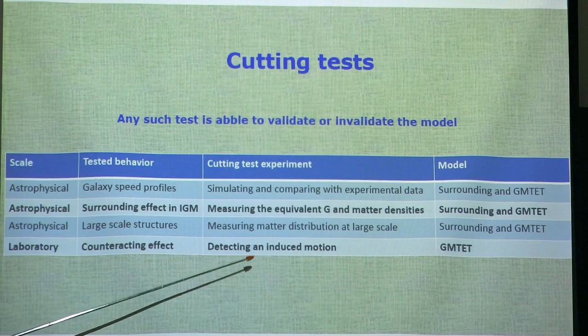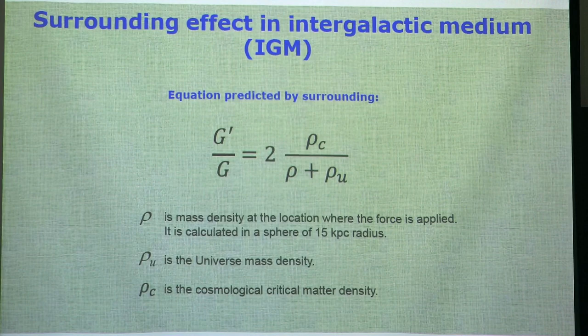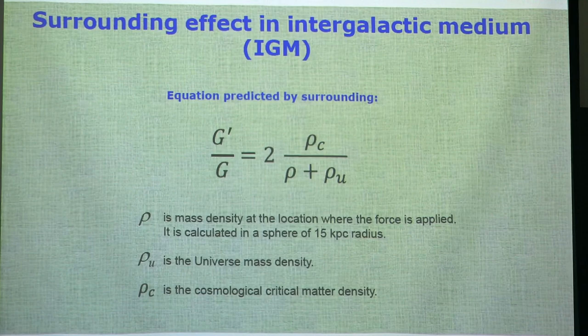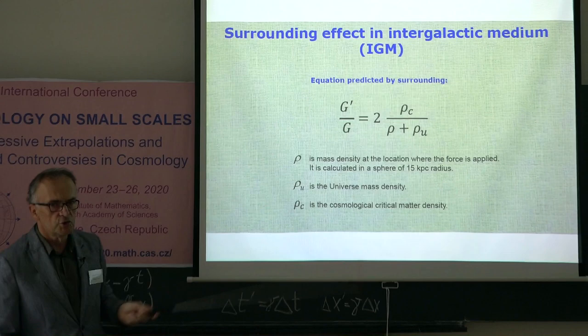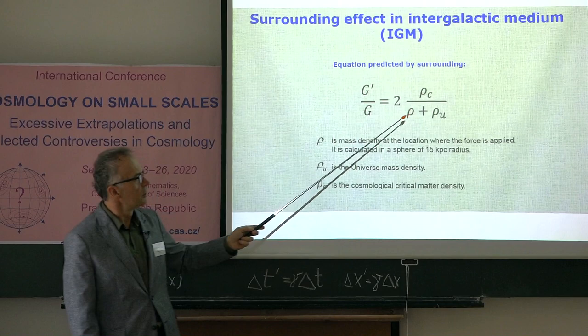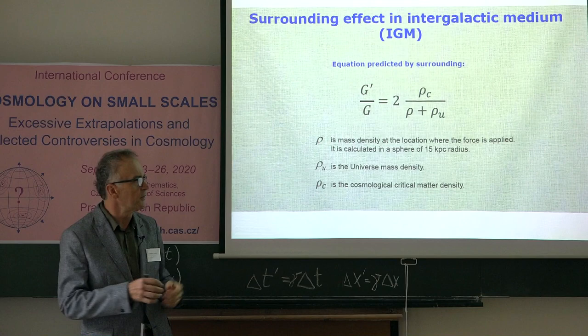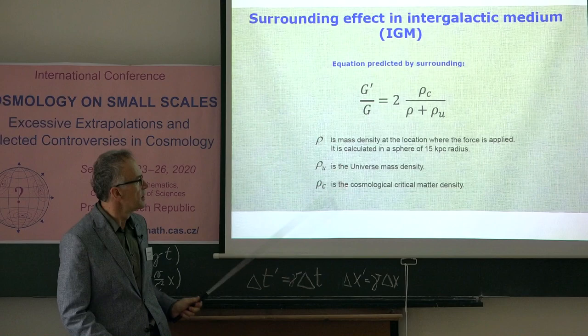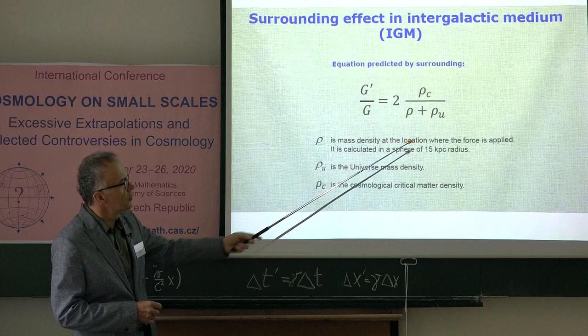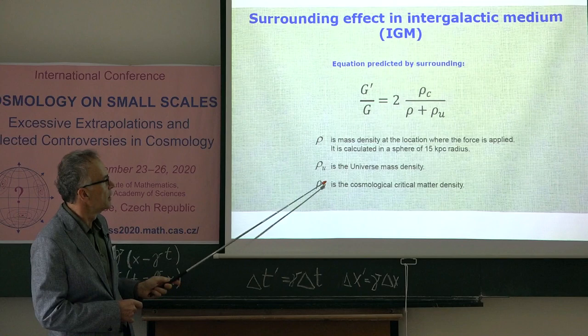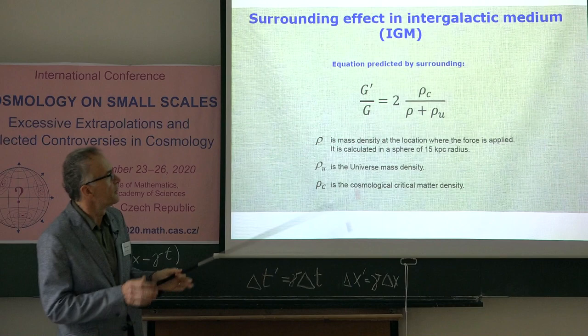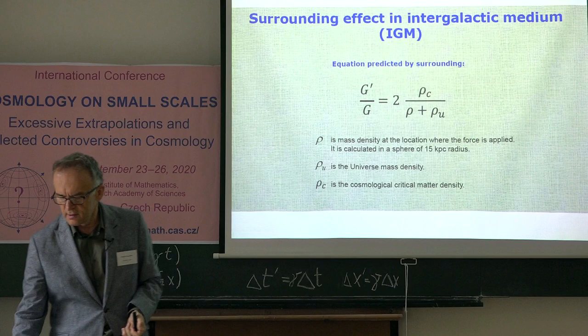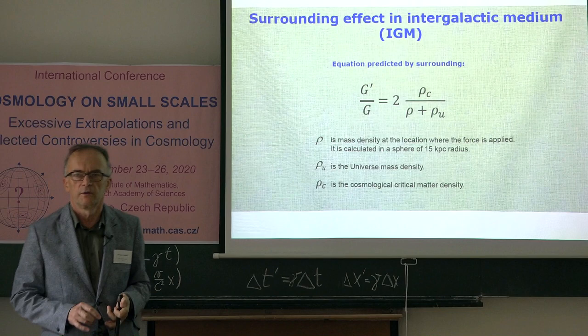So this one first: the surrounding effect in the intergalactic medium. So we are in the intergalactic medium, and the equation of the surrounding model is simplified. The ratio of the equivalent G is inversely proportional to the matter density, rho here, the matter density in the surrounding sphere. Rho U is the universe mass density, so it's a constant with respect to the GM. It's also the cosmological critical matter density. I imagine, with my short view, that maybe it could be possible to test this with weak lensing mass reconstruction. But this is a question mark. Is it possible to test this?